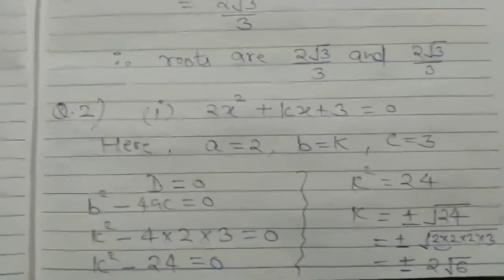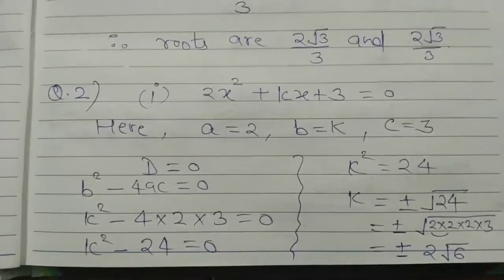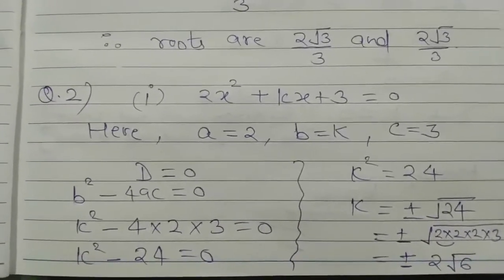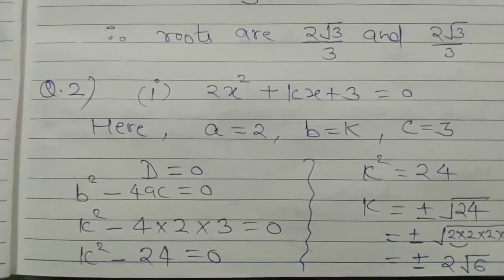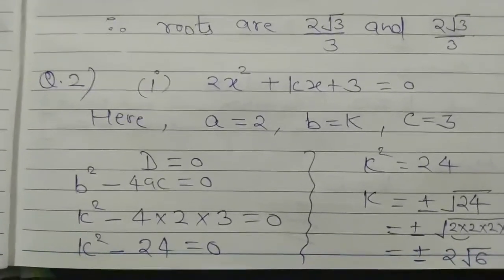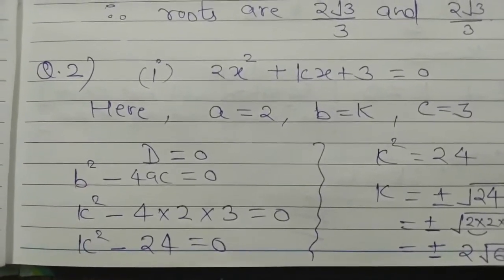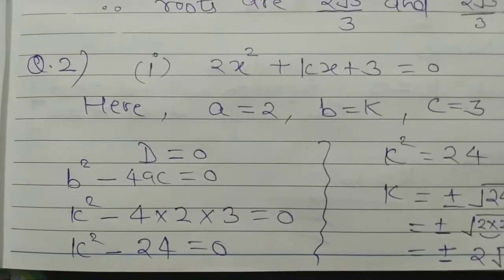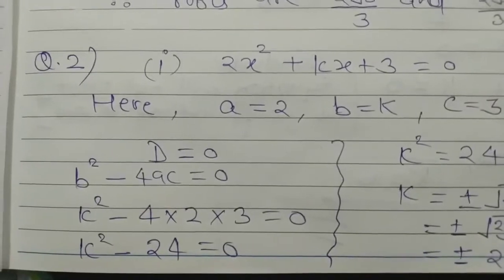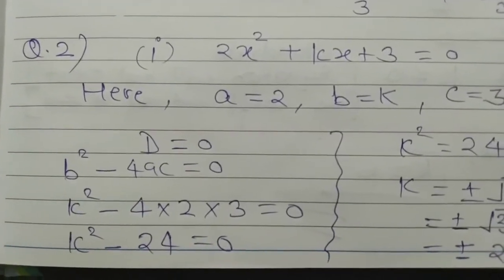In question number 2 it is already said that roots in this case are real and equal. So we have to find the value of k that is missing in the quadratic equation. So how to find it? First of all write a. A is 2 here, b equals to k and c is 3, okay. Since roots are real and equal, we can use the formula D equals to 0. D means b square minus 4ac equals to 0. Substitute the values of b, a and c in the equation. So it will come k square minus 24 equals to 0, okay.